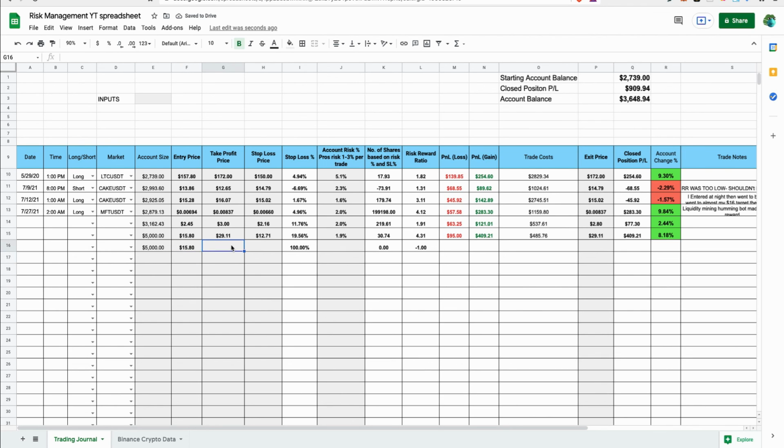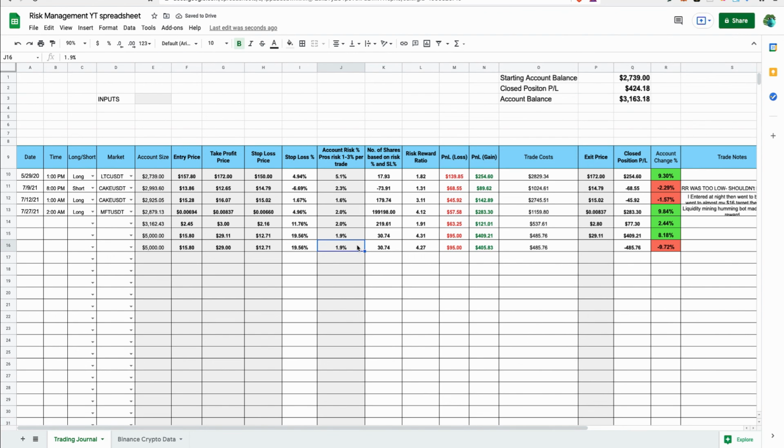My take profit was 29. Okay. My stop loss was 12.71. So it automatically calculates my stop loss percentage. The gray columns are the inputs. The white columns are the outputs. So I'll put my 1.9 account risk. It calculated the amount of shares that I can buy. It calculated my risk reward ratio.